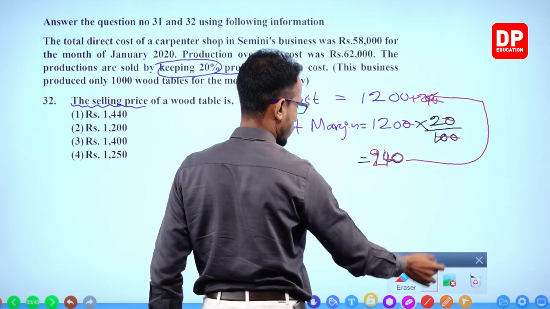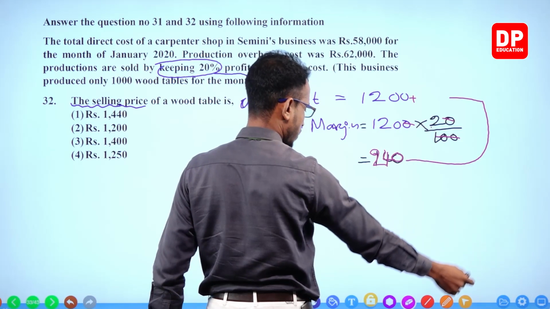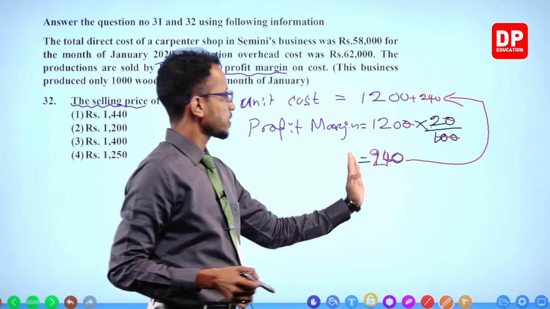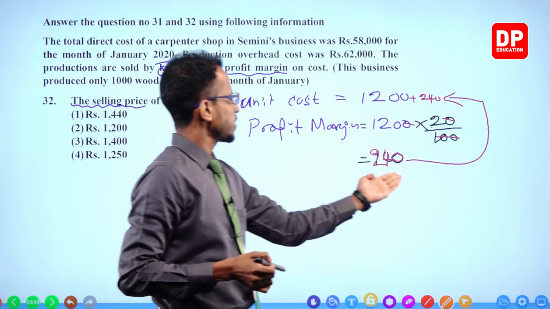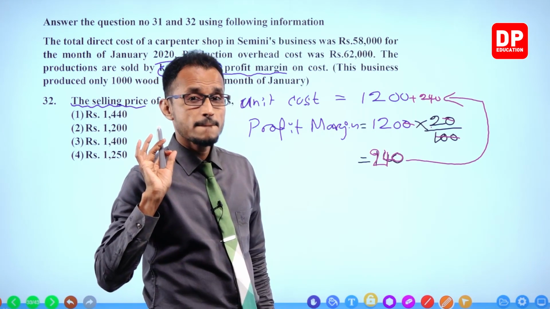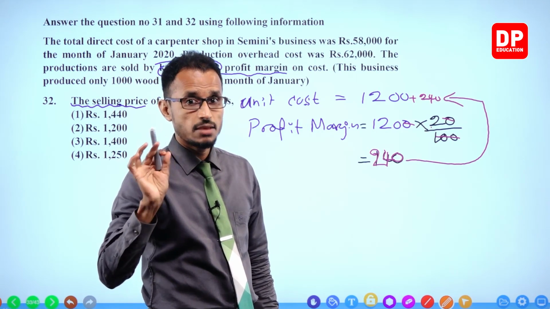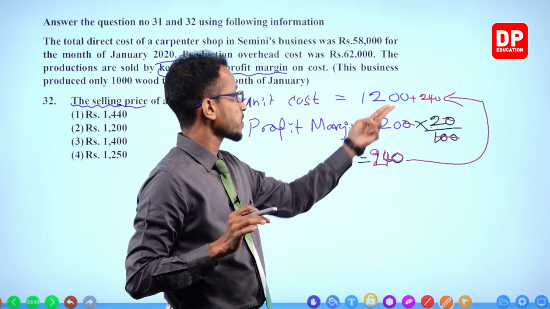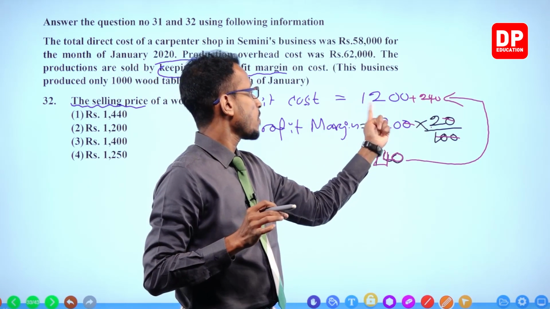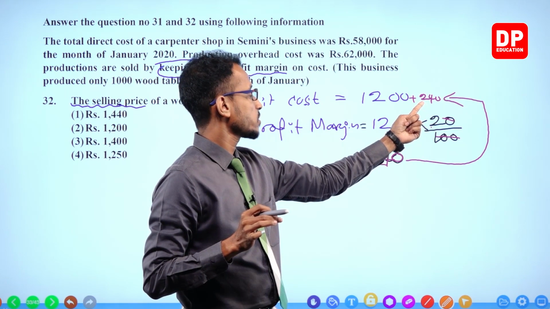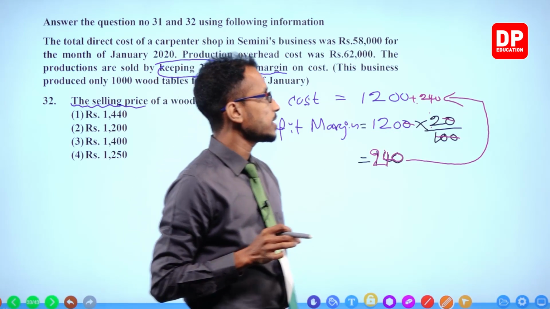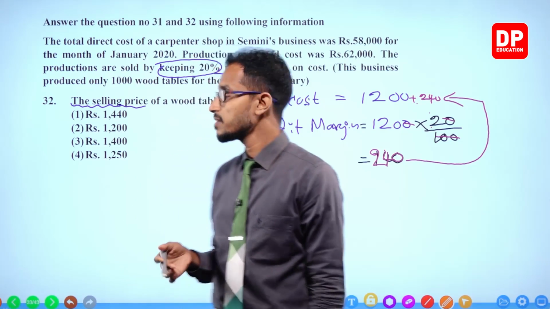Okay, let me make it clear for you. 240, because this 240 is the profit margin. It should be added to the unit cost, the cost of producing one wooden table. That is the unit cost. Keeping a profit of 240, add that to unit cost. 1200 plus 240, 1440. That is your answer, 1440.